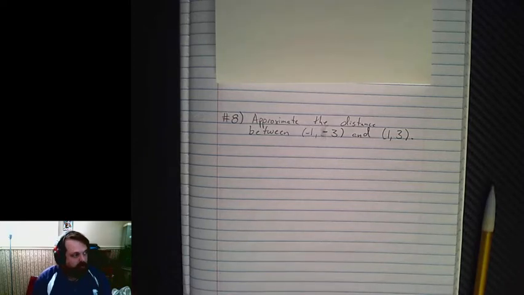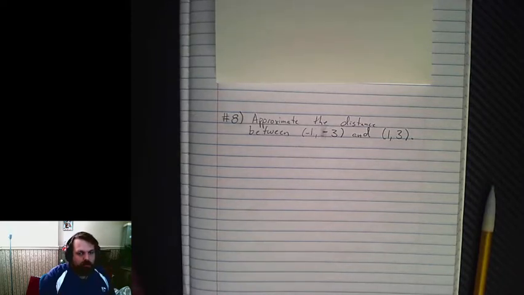Hello, it's Mr. Botinsky, and we're looking at problem number 8. We're asked to approximate the distance between the point (-1, -3) and the point (1, 3). So we can utilize the Desmos calculator again.